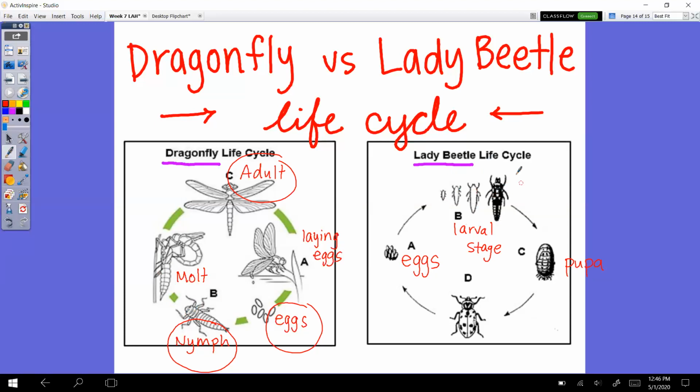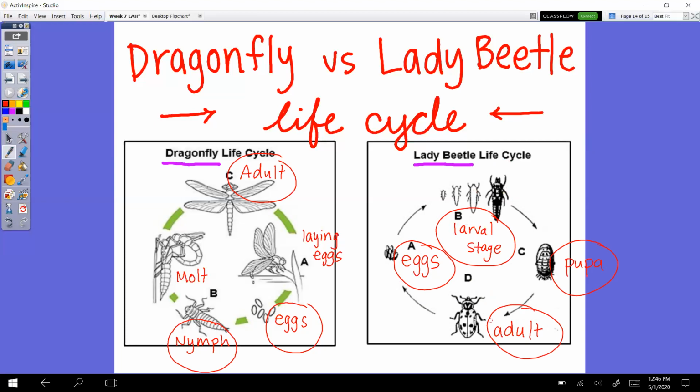Okay, notice how the larva stage looks nothing at all like the adult stage. Okay, let's go ahead and label adult stage. Okay, so they have that in common. The nymph stage and the larval stage look nothing like the adult stage. Okay, and here we do have 1, 2, 3, 4 different stages, 4 different phases of the lady beetle cycle.